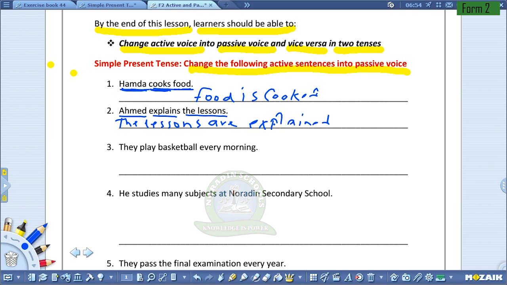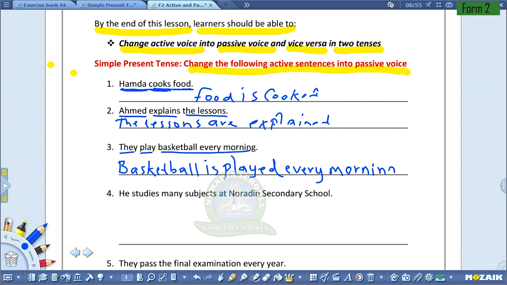They play basketball every morning. Here is the subject, this is the verb, and this is the predicate or the object. We can say basketball is played every morning. Basketball is played every morning.